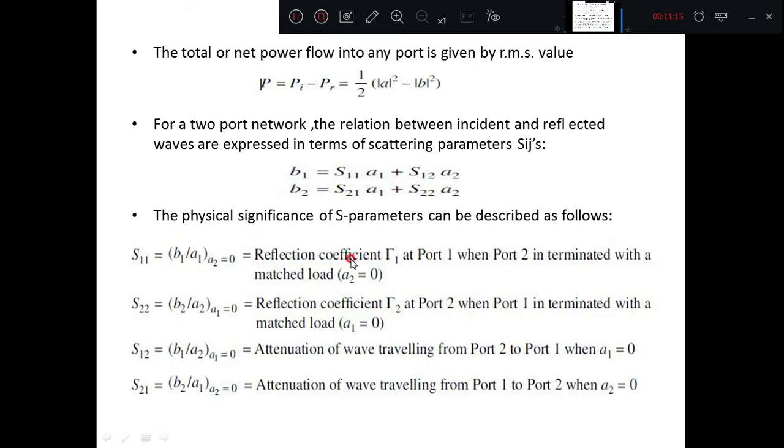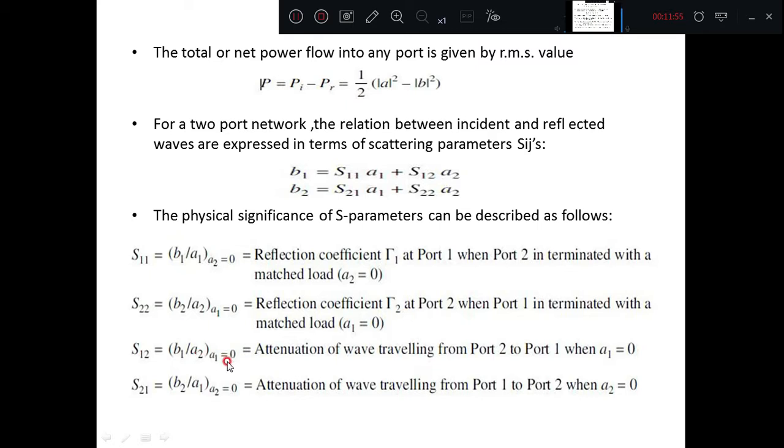So this is known as the reflection coefficient tau 1 at port 1 when port 2, that is the output, is terminated. Similarly, when the input port 1 is terminated, that is when A1 is equal to 0, what will you get? When A1 is equal to 0, this term becomes 0, right? So you will get B2 divided by A2. So this is the reflection coefficient tau 2.